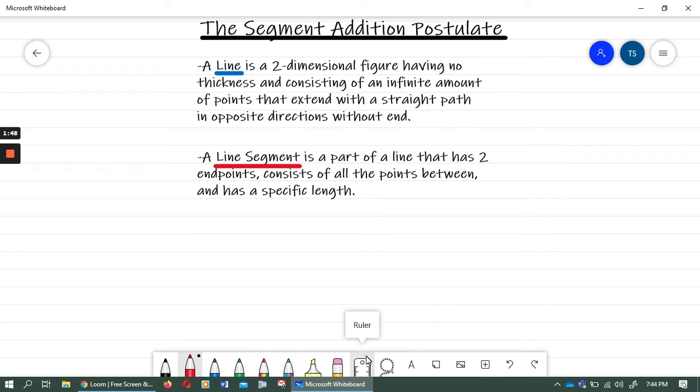Thankfully, most of us already know what a line and a line segment look like, but for those who may not, we're going to show you. We're also going to show you different ways that a line can be named, and how we can name a line segment.